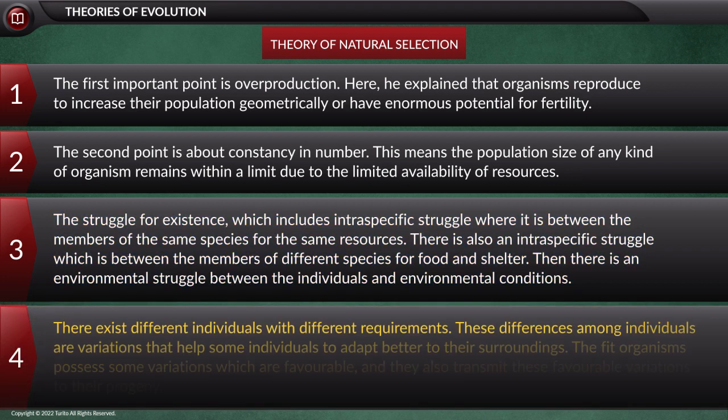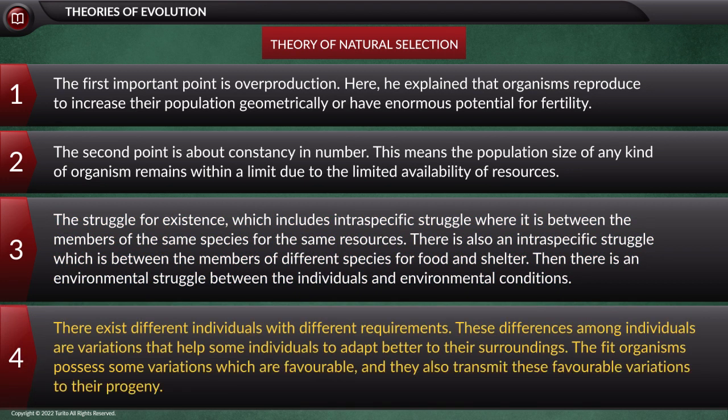The next point is to understand variations. There exist different individuals with different requirements. These differences among individuals are variations that help some individuals to adapt better to their surroundings. The fit organisms possess some variations which are favorable, and they also transmit these favorable variations to their progeny.